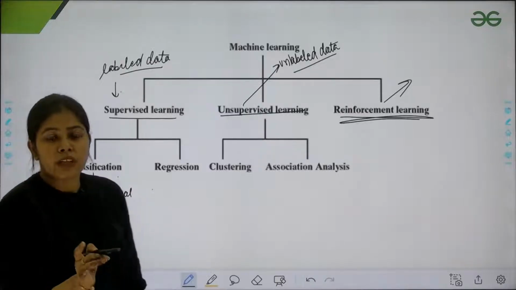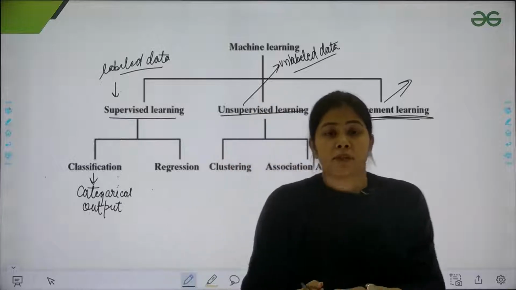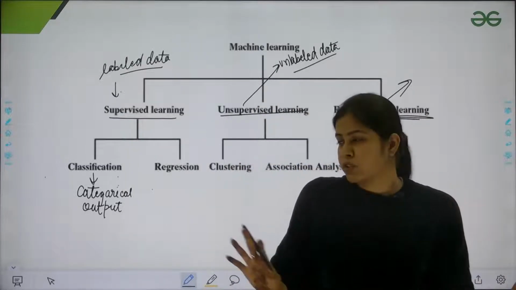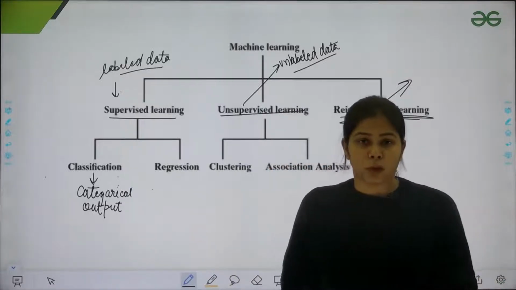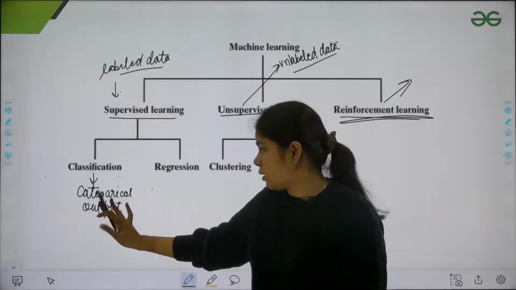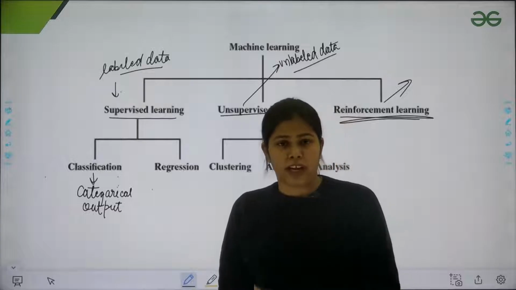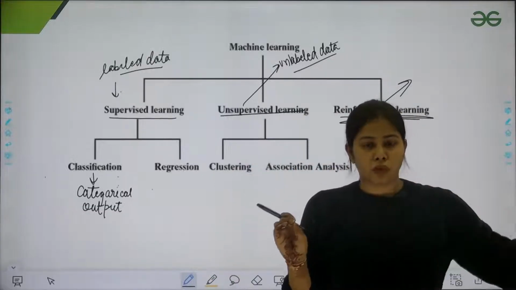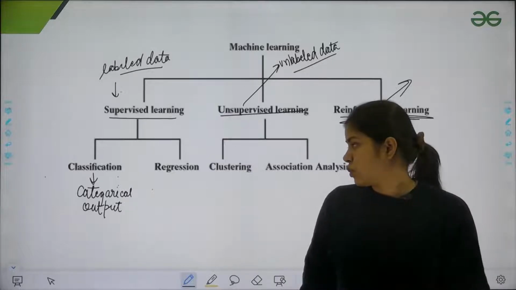Like we have taken the example of spam filtering. The mail would be spam or not spam, right? So we have only two options. That means we have a categorical output there. So classification works on categorical output. That means we are going to classify that this particular behavior falls in this feature, right?